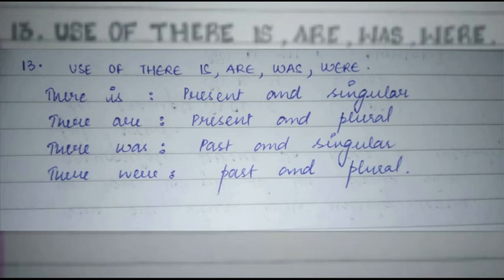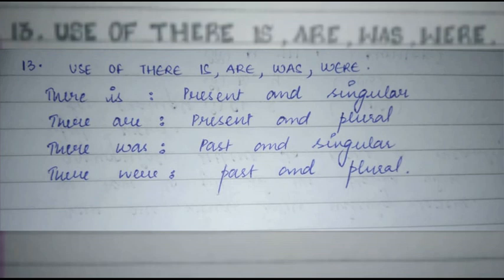For example, there are dogs in the garden. Because the dogs are in the garden right now, it comes under present tense, and because dogs are plural in number, it comes under there are. Let's move on to the third point, there was. There was is used in case of past tense and singular. For example, there was a dog in the garden. Dog was just one, so it is singular, and because we are using was, it is past tense.